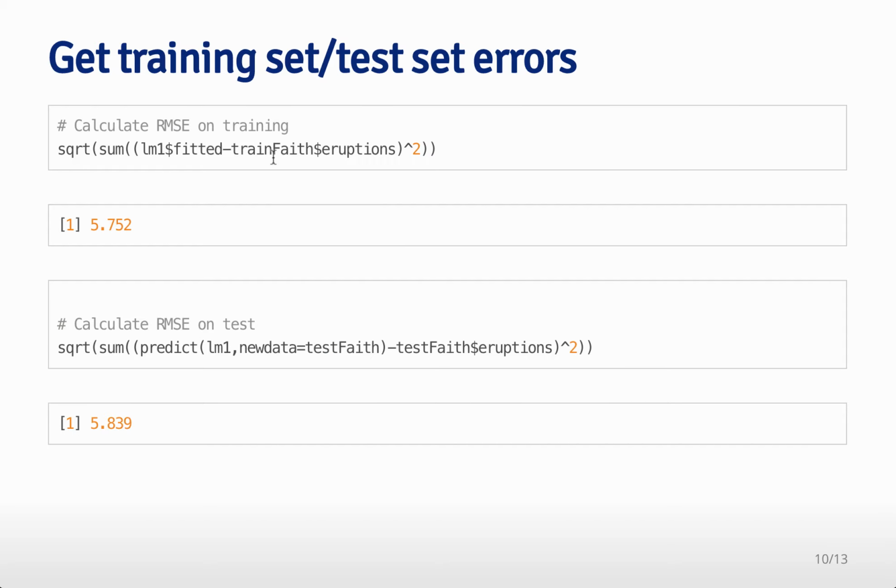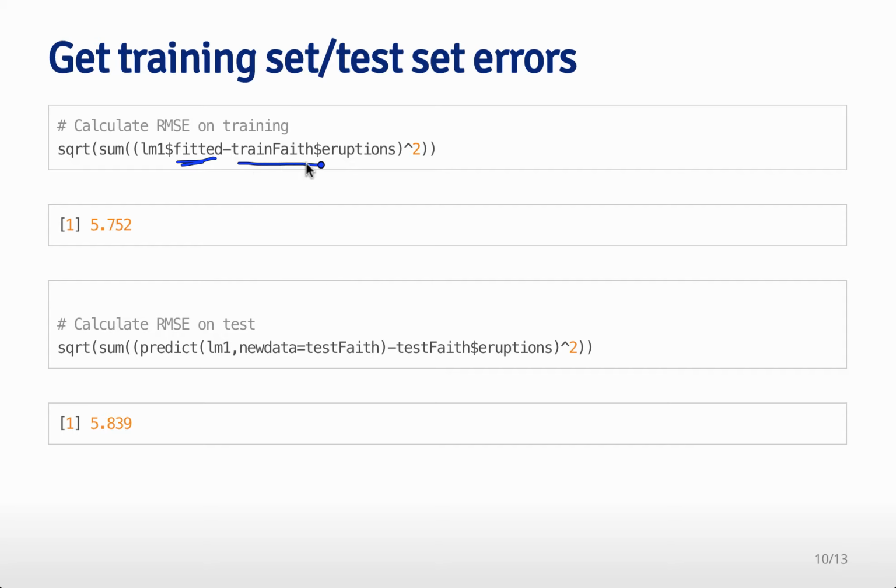The next thing to do is to get the training and test set errors. So to get the training set error, we get the fitted values, LM1 fitted. So remember, LM1 was the object we actually fit to fit the model, and the fitted values were the predictions that we get on the training set.